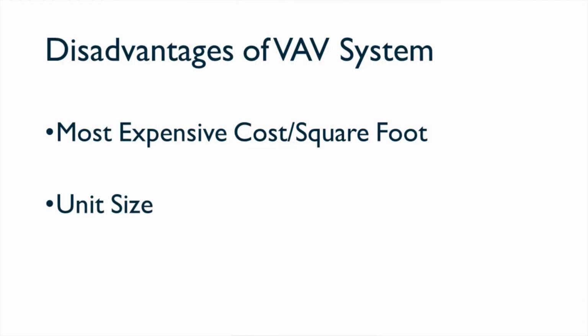The disadvantages of VAV depend upon what your budget is for HVAC. The VAV systems are the most expensive cost per square foot. But to me, that and the size of the units, because we usually have bigger units. 25, 30 tons are usually the smallest. They go up to 150 tons.